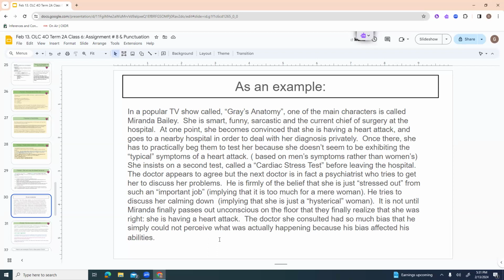And he's obviously of the belief that she's just stressed out from such an important job as being chief of surgery, kind of implying that it's too much for a mere woman. And then he tries to discuss her calming down, right? Because implying she's just a hysterical woman. And it isn't until Miranda finally passes out unconscious on the floor that they finally realize she's right. She is actually having a heart attack. But the doctor she consulted had so much bias that he simply could not perceive what was actually happening. His bias affected his abilities. So that is like one example of how you could discuss bias.